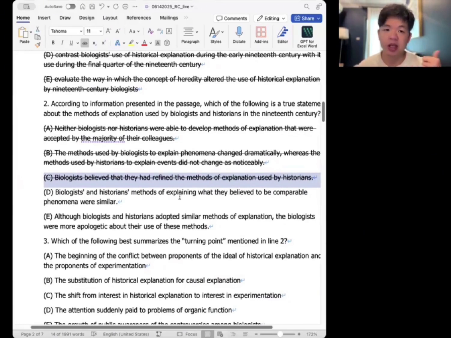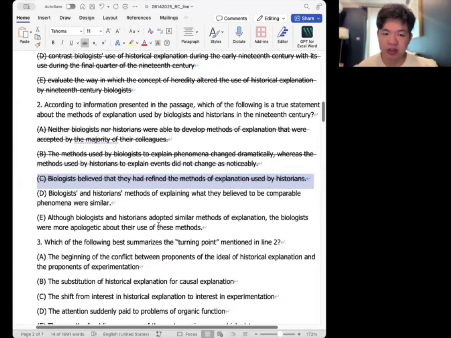The methods are similar, the lines are similar, so we'll keep this option for now. All right, what about option E? It says that although both groups use similar methods, the methods used by biologists are less conservative in comparison. Apologetic here means conservative.